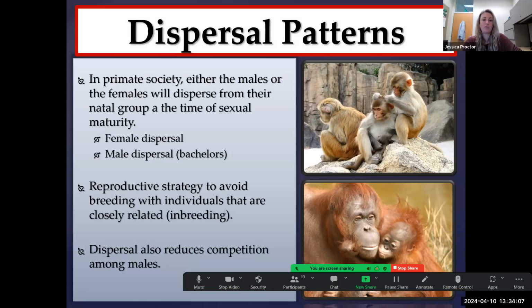Okay. So group dispersal also reduces competition amongst males, because particularly in those societies, it can be very male dominated, very patriarchal. The males can come into direct competition with one another so much sometimes that it's very detrimental to the entire group. So when male competition is too intense, sometimes that's a primate society that will practice male dispersal.